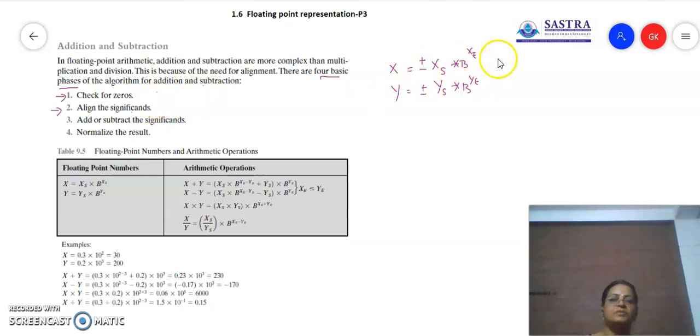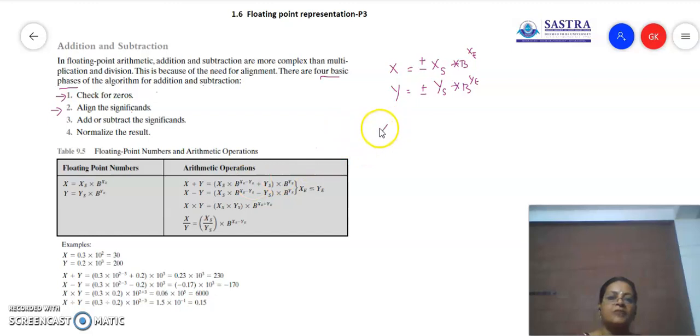Now the first step is you check for zeros. After checking for zeros, we have to align the significands. What we mean by aligning the significands is, we have to make both the exponents equal. If the exponents are not equal, then we have to make them equal. How is it done? You find the bigger number and subtract the smaller number from it, so that they are made equal. So that is the step that is going to be followed here.